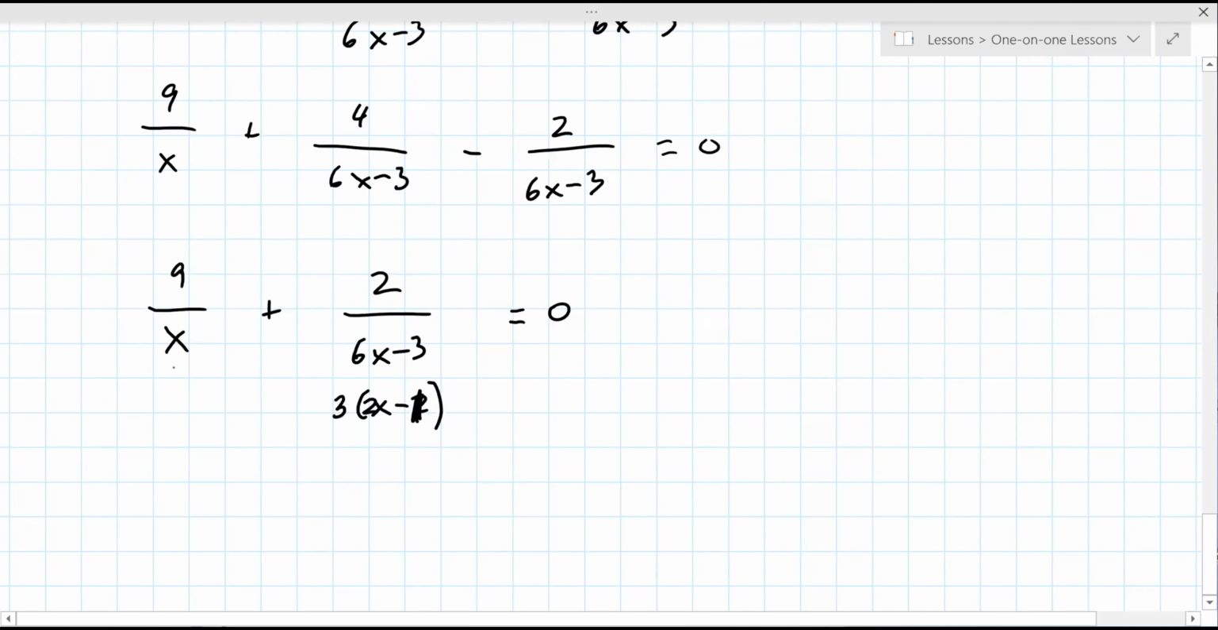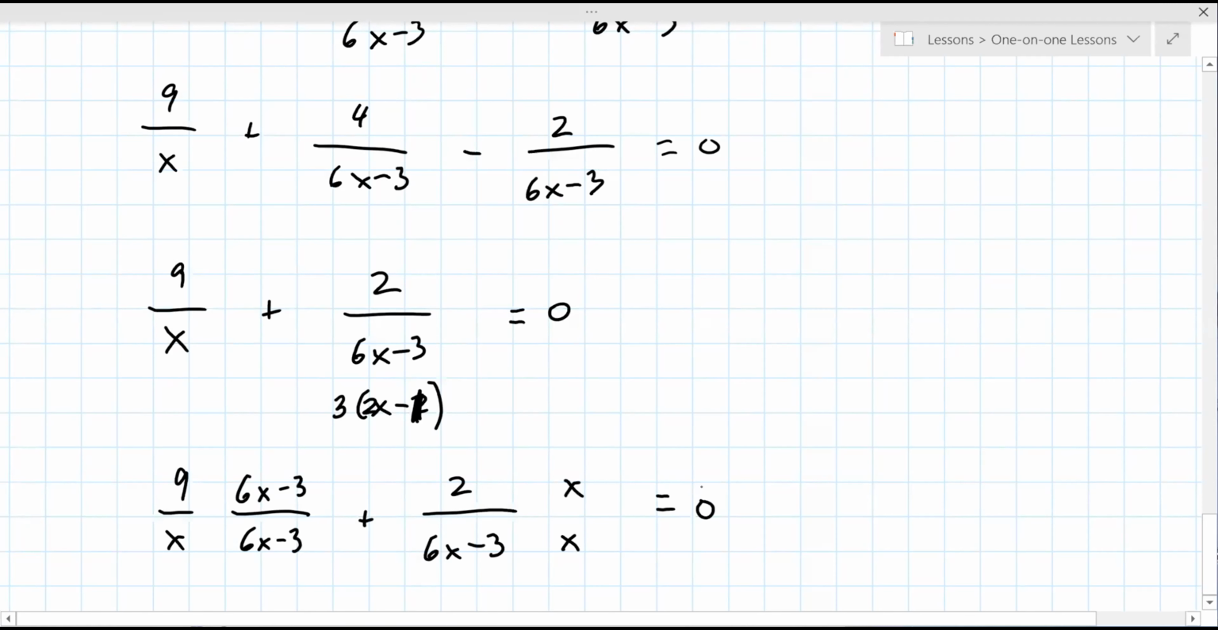This one doesn't help you out that much because this is an x over here. Like if we got something that was already over here, that would be good. So they're both missing the other piece basically. Like 9 over x is missing the 6x minus 3. So I'd probably just write it like that: 6x minus 3 over 6x minus 3 plus 2 over 6x minus 3. It's missing an x and an x.